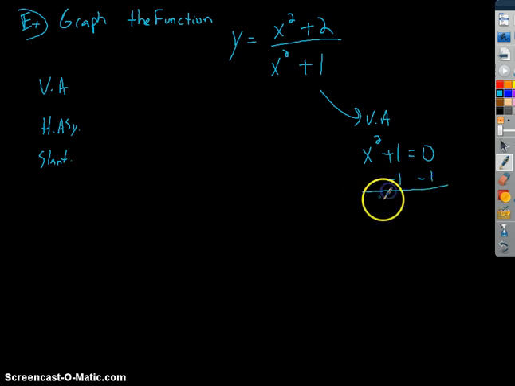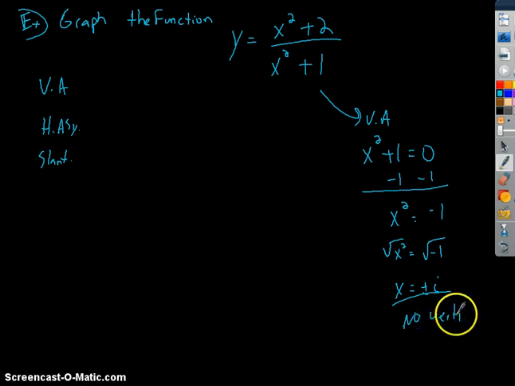So when you subtract 1, you see x squared equals -1. And a bell should ring again. x squared can't be -1. So when I square root this, we get x equals positive or negative i. In this case, no vertical asymptotes exist because you can't actually graph positive or negative i on a real number line. So there are no vertical asymptotes.